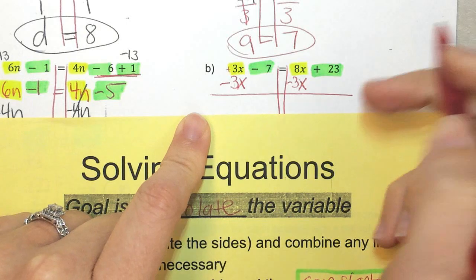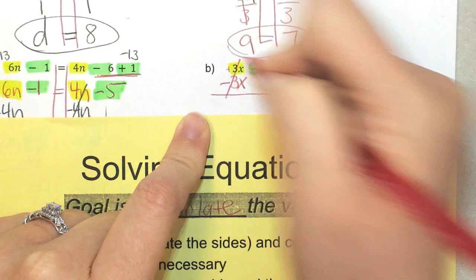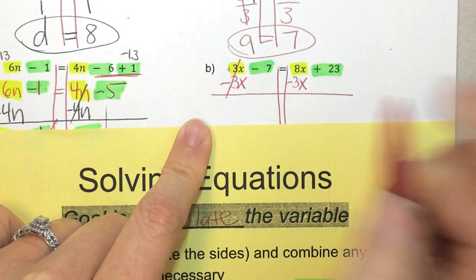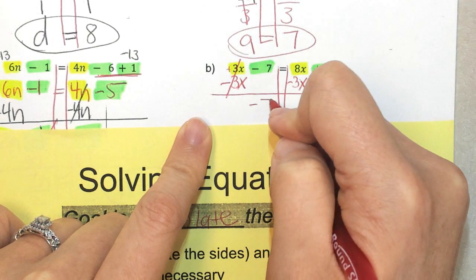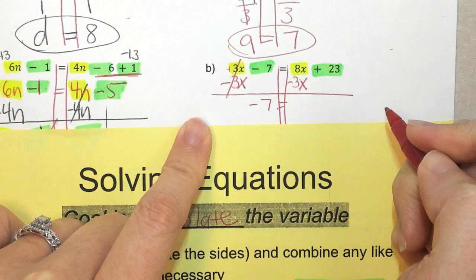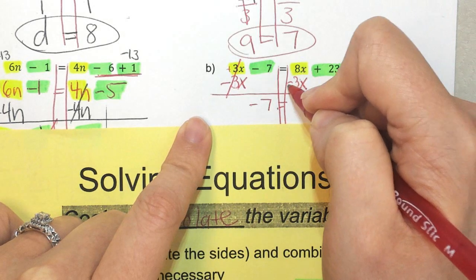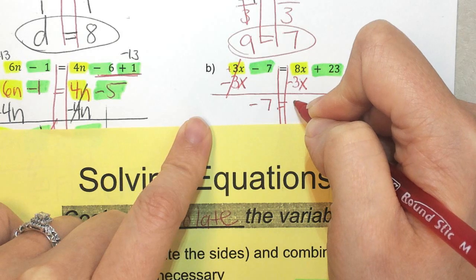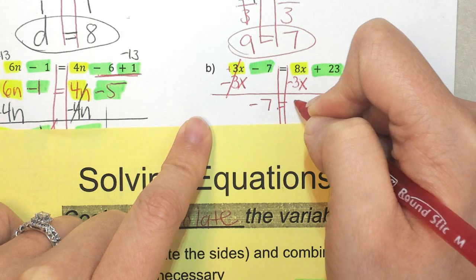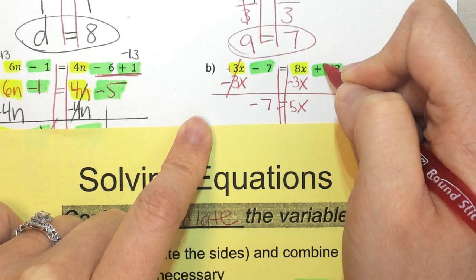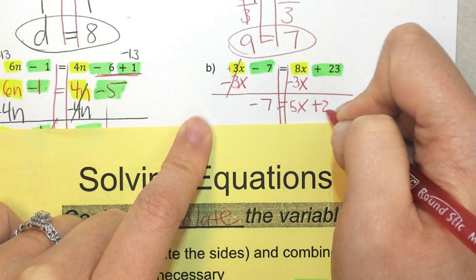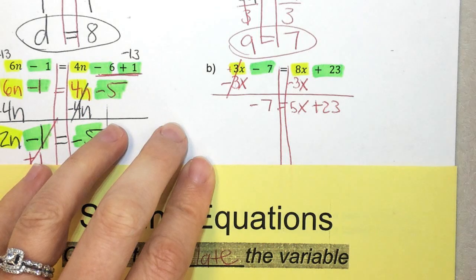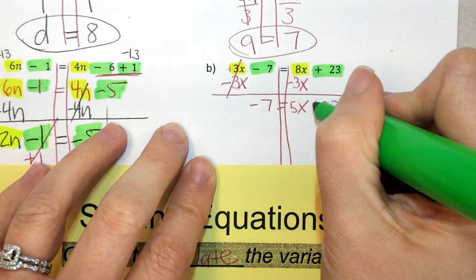So when you do this, I would cross off what's canceling. That gives you a good visual of what's left. I have on this side, -7. On the other side, 8x minus 3x is anyone? 5x, and I haven't done anything with the plus 23, so I can bring that right down. If you need to, at this point, you would highlight again.